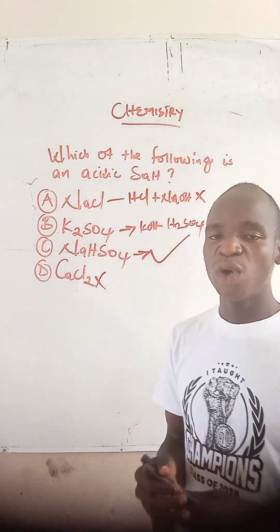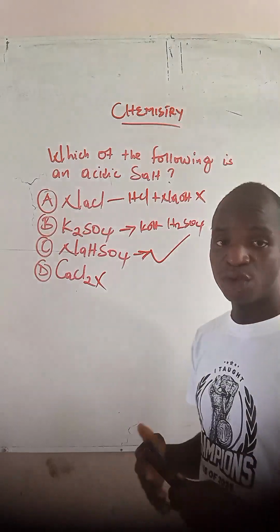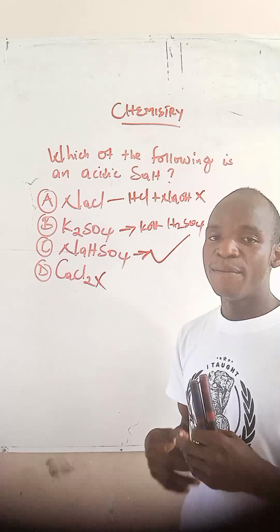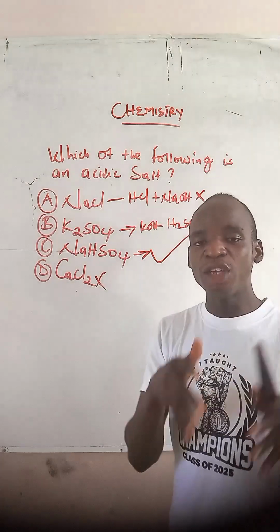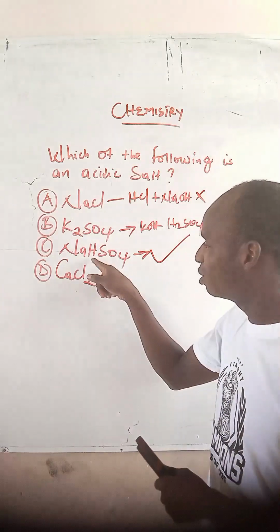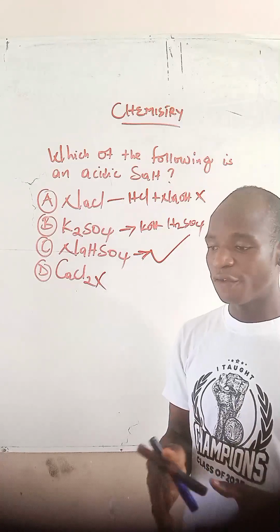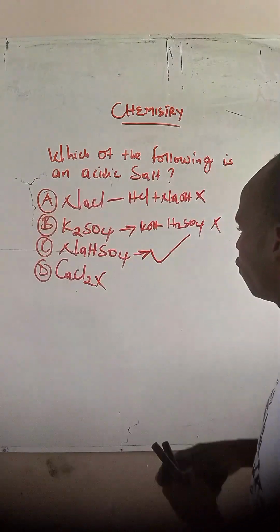Now, another very quick way of answering questions like this, what I do is, if it's an acidic salt, I make sure that the option I am picking actually contains what? Hydrogen in it. I make sure that the compound I am picking is a salt, and then it contains what? Hydrogen in it, and that makes my response very okay.